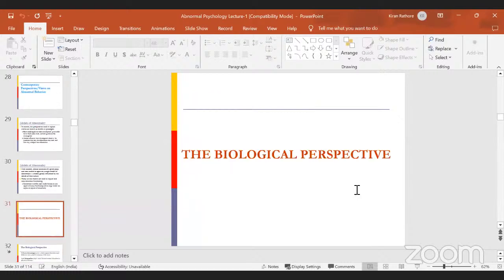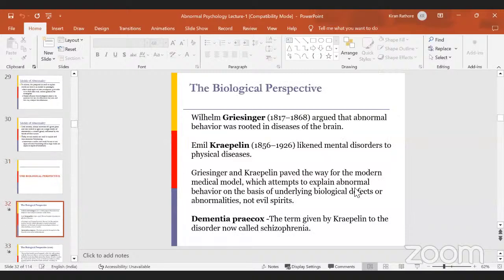So first and foremost, the first model is the biological perspective. These models, as I told you, are used to explain abnormal behavior: how does an abnormal behavior occur? The biological perspective we also call the medical model. According to this biological perspective, the medical model, abnormal behavior is rooted in diseases of the brain. As the name itself suggests, medical model, biological perspective.